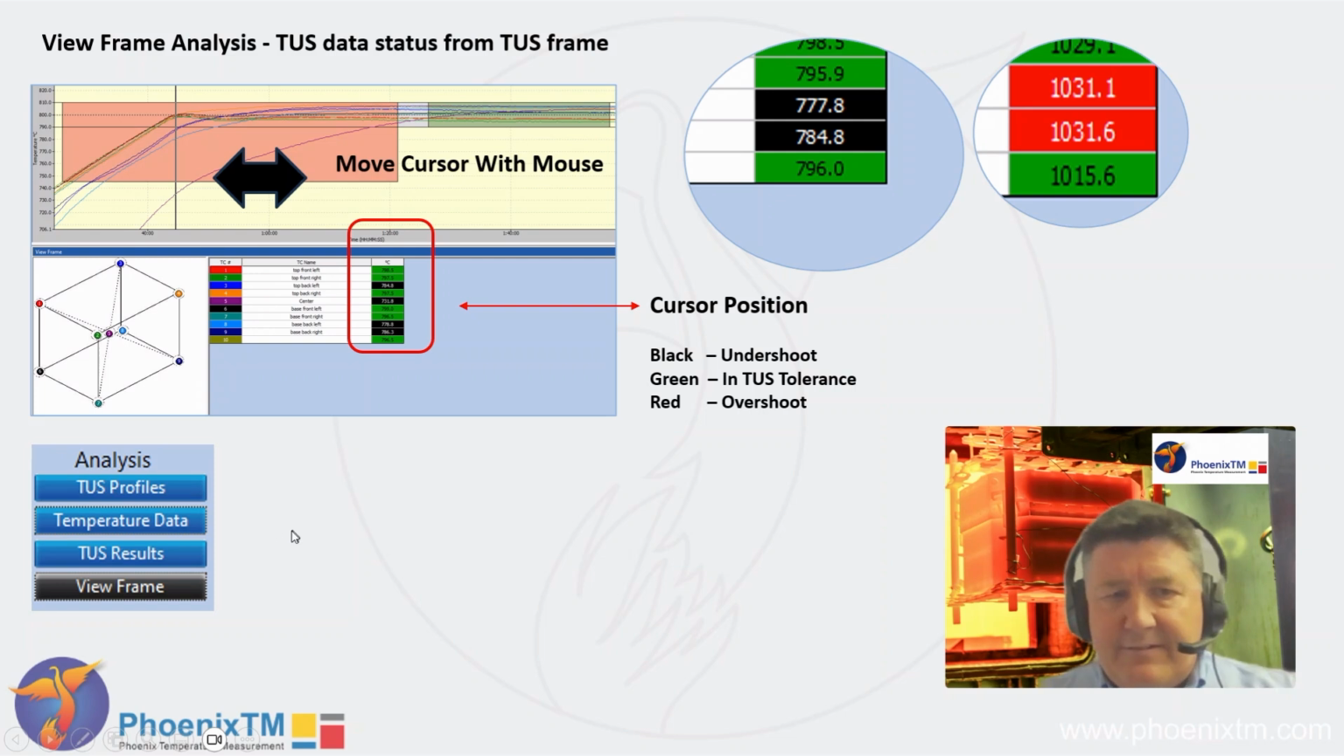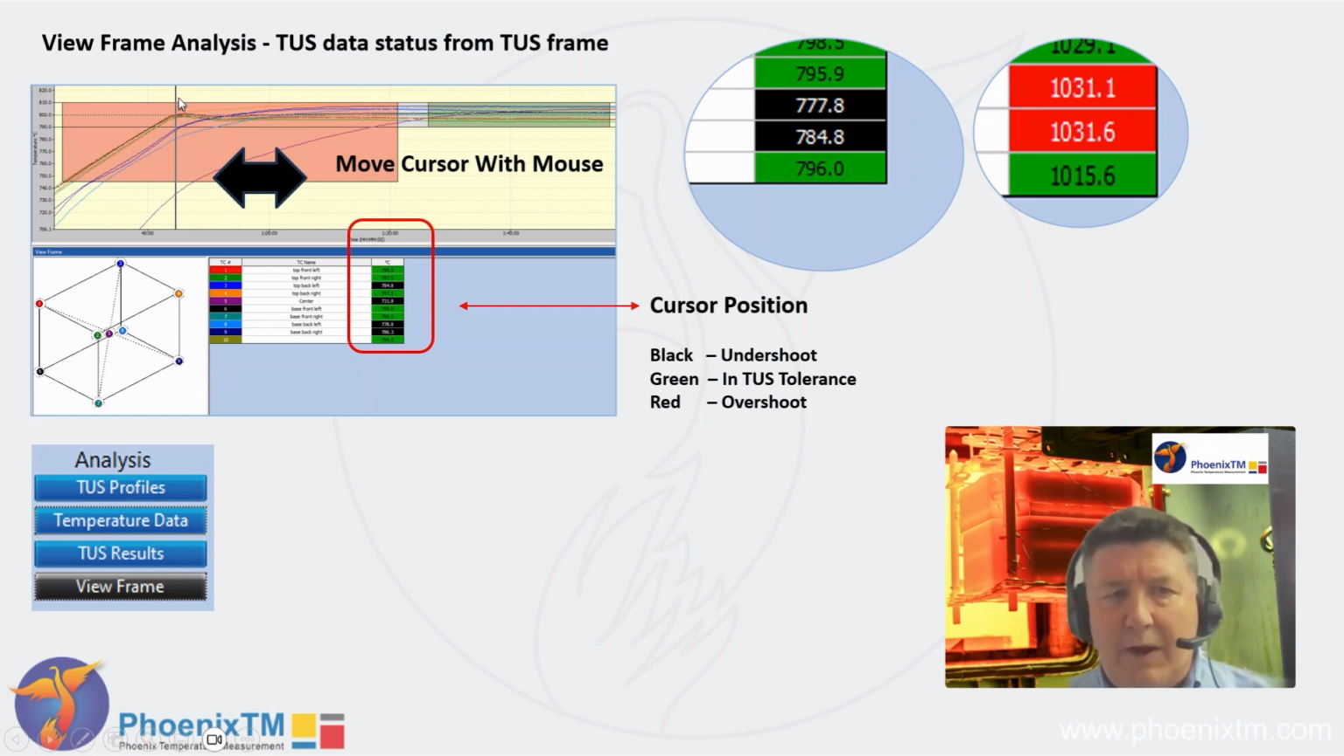In the analysis features provided in the software, we have our view frame option, which shows you where the thermocouples are located. But as we saw in a previous video where we could collect the real-time data, the view frame also comes with a neat feature in so much that it tells you the numerical value of each and every thermocouple at the position where the cursor is on the trace. So if you move the cursor across the 3 zones of your TUS, it will actually show you the numerical value of each and every thermocouple, but it will also color code it.